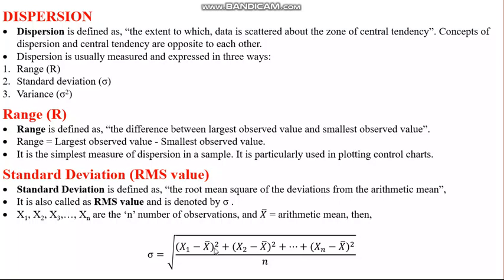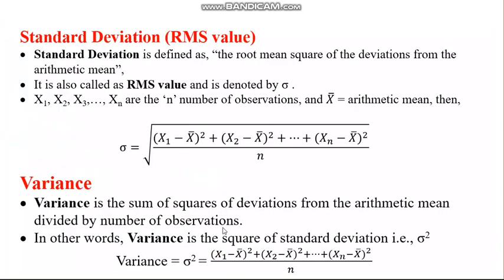Sigma is equal to the square root of (x1 minus x bar) whole square plus (x2 minus x bar) whole square plus and so on (xn minus x bar) whole square, divided by n, the number of observations. It is also called the RMS value, the root mean square value. It is denoted by the small Greek letter sigma. Here x1, x2, x3, up to xn are the observations, and x bar is the arithmetic mean. Mathematically, this is how the standard deviation can be shown.